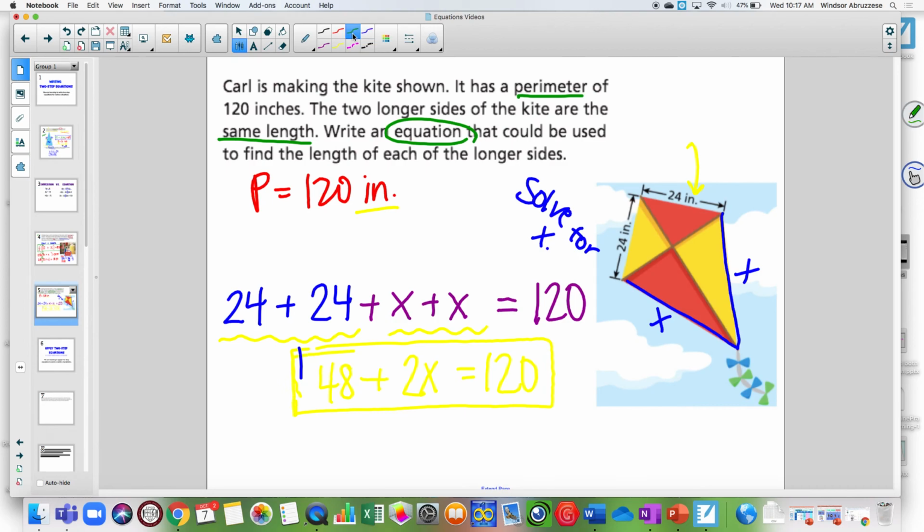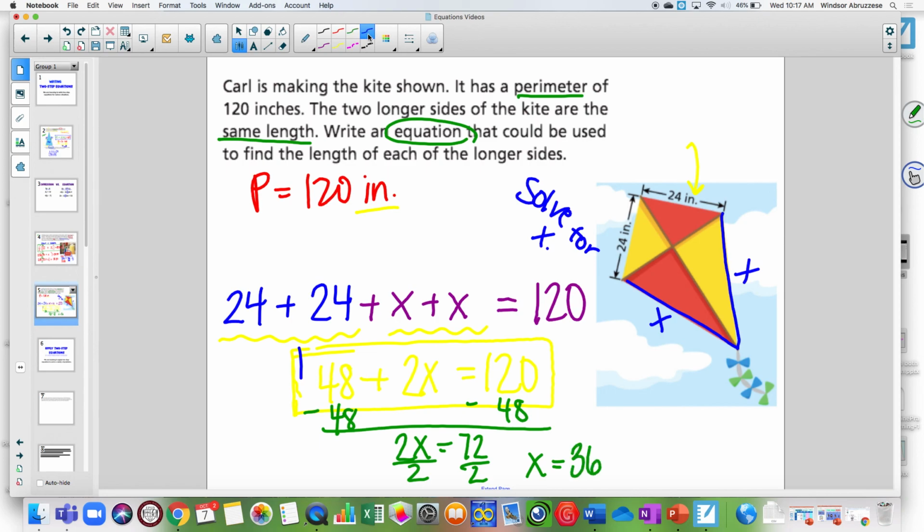Okay, you want to take it a step further? Sure. You're going to minus 48 from both sides. 48. And bring down your 2X equals, what's 120 minus 48? 72. And then this, you're going to divide both sides by 2 to isolate the variable. And what is 72 divided by 2? X equals 36, which makes this side 36 inches and this side 36 inches.